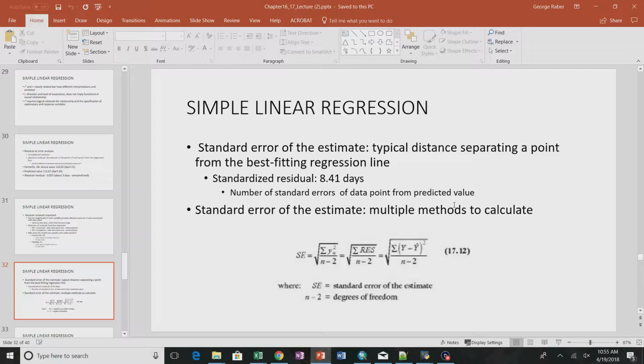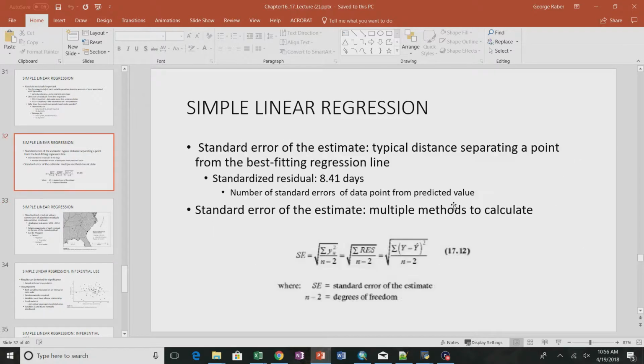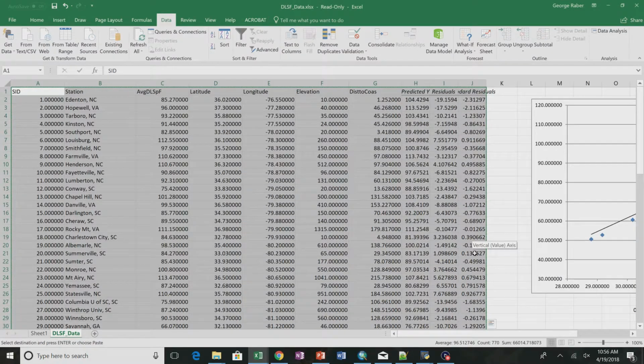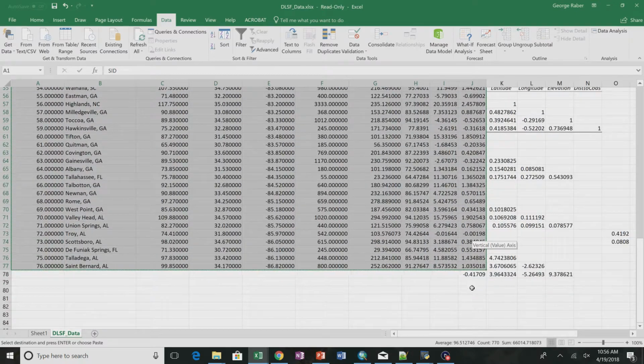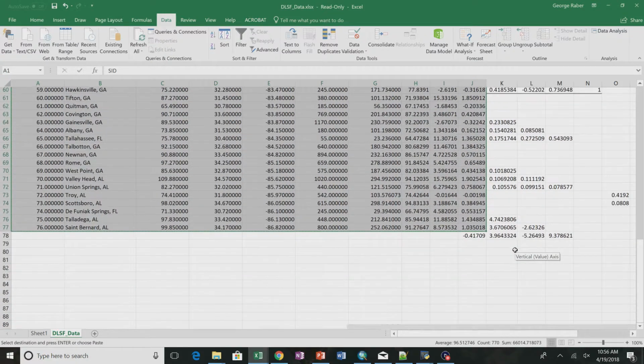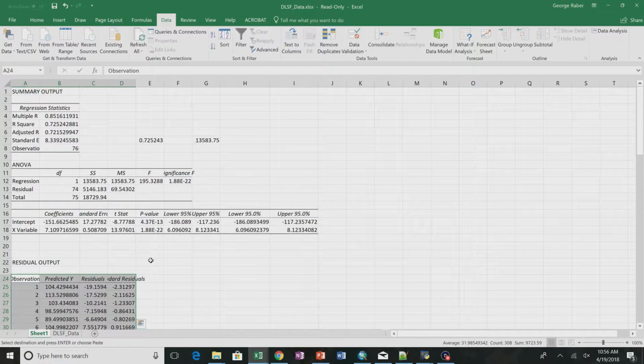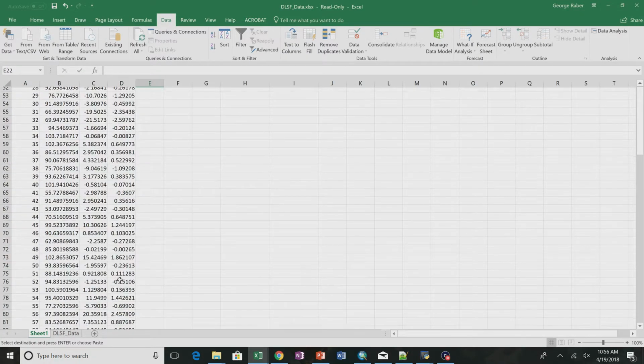Well, in that case, we need to get a standardized residual. The measurement of a standardized residual is kind of similar to z-scores. So it's similar to the standard deviation. So that's this column right here. And I accidentally overwrote some of those other values, but that's okay. So this column right here is the standard residuals column.